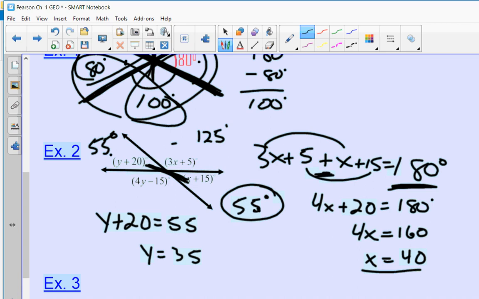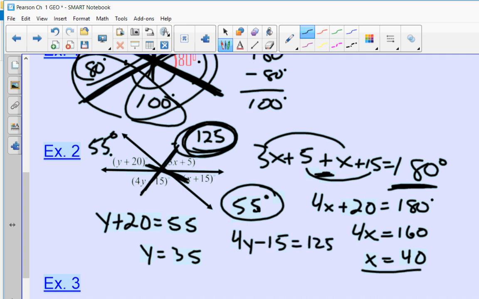Now, I could have done that same thing to solve for y. I could have used this angle up here, which is 125. I could have set it equal to 4y minus 15 equals 125 because these two angles are opposites, or verticals, and they should be equal. So I could have solved it that way too. I'm a positive person, so that's why I took this y plus 20, because it's positive. I don't like this negative sign in the 4y minus 15. But if I add 15 to both sides, I'm going to get 140.